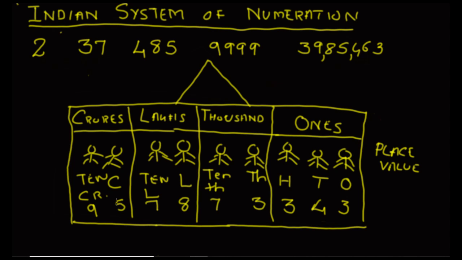What if I have the number 9 here? 9 and 5 belong to the crores period, so I'm going to read it as 95 crores. 7 and 8 belong to the lakhs period, I call it 78 lakhs. 7 and 3 belong to the thousands period, 73,343. Isn't that easy now?